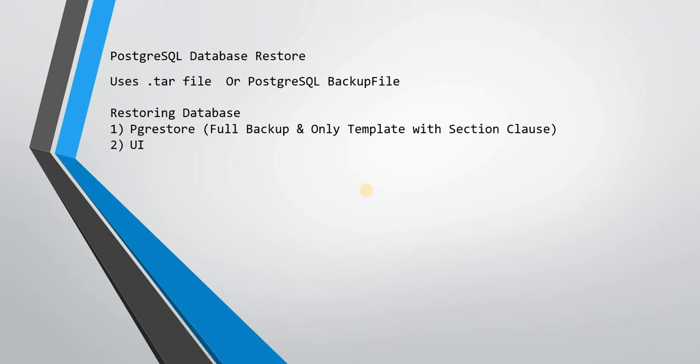For a PostgreSQL database restore, basically .tar files are generated, right? Or you can create a backup file from PostgreSQL server itself. There are currently two ways available to restore the database. One is with the command line utility pg_restore, where you can restore the full backup or only the template with the section clause, and another one is with the UI, that is, from pgAdmin. Okay, so these are two different ways through which we can restore the database.